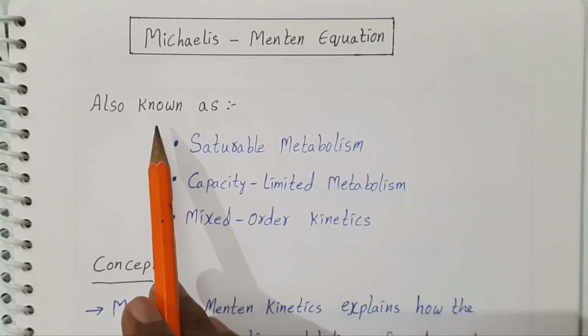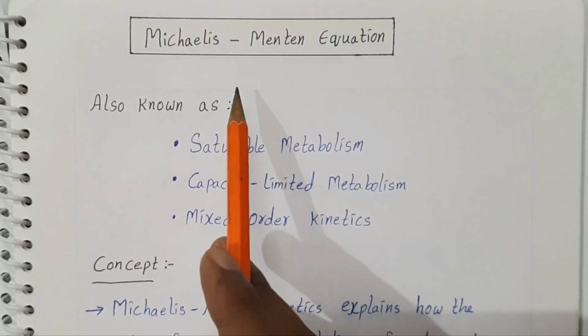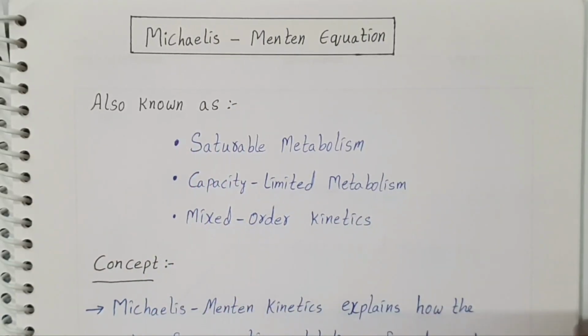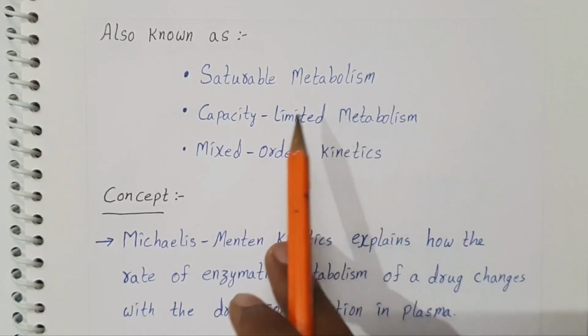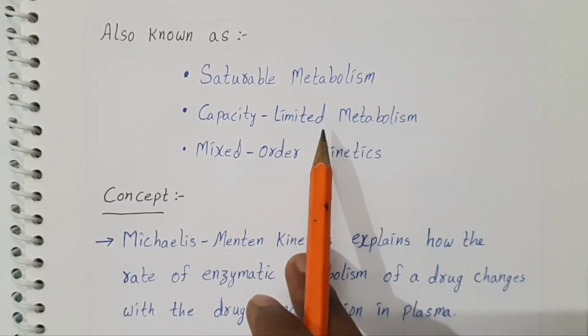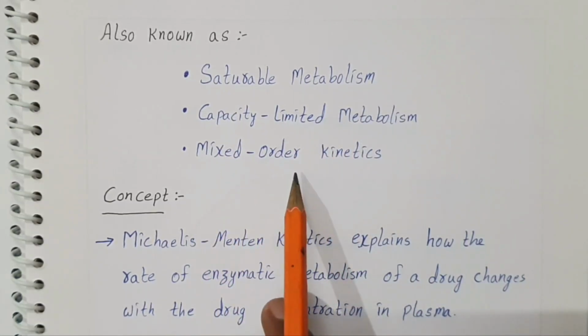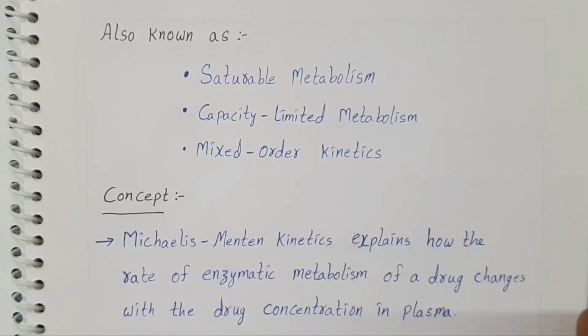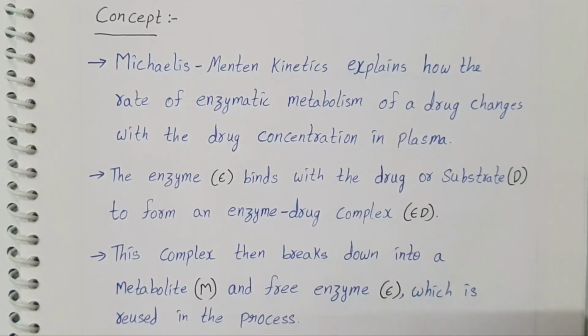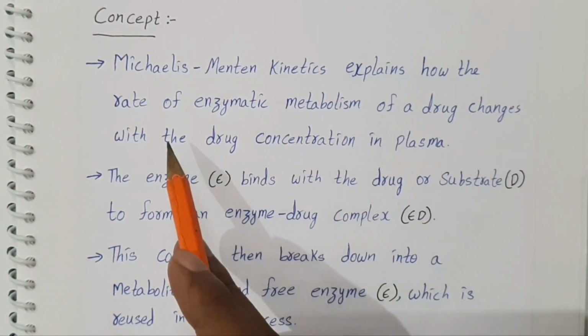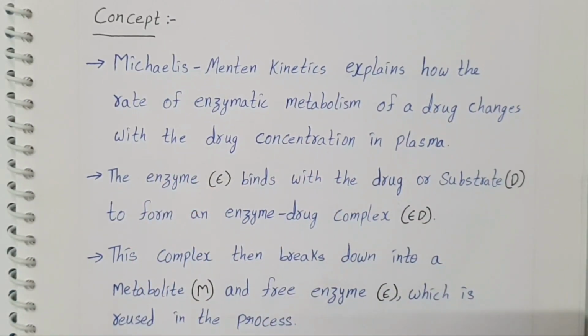So we'll first see this equation is also called saturable metabolism or capacity limited metabolism or mixed order kinetics. Why? Because it tells us how the rate of drug metabolism depends on the concentration of the drug in the body.